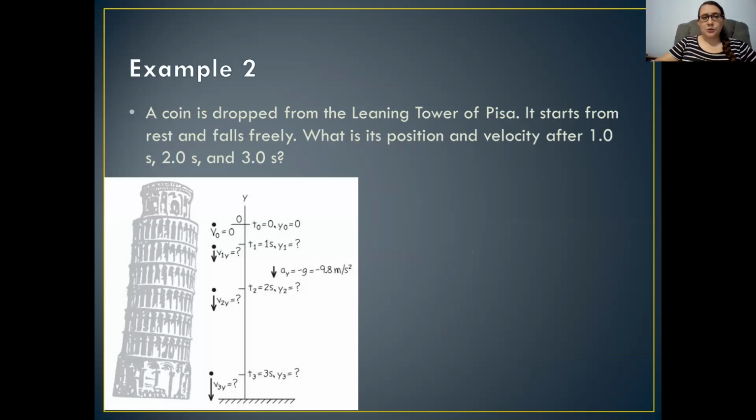A coin is dropped from the Leaning Tower of Pisa. It starts from rest and falls freely. What is its position and velocity after 1 second, 2 seconds, and 3 seconds?